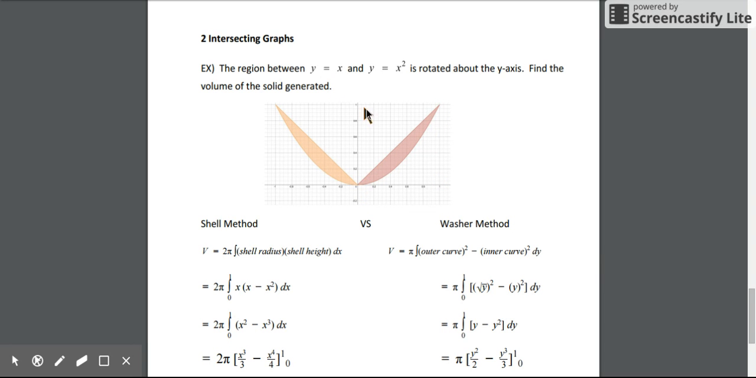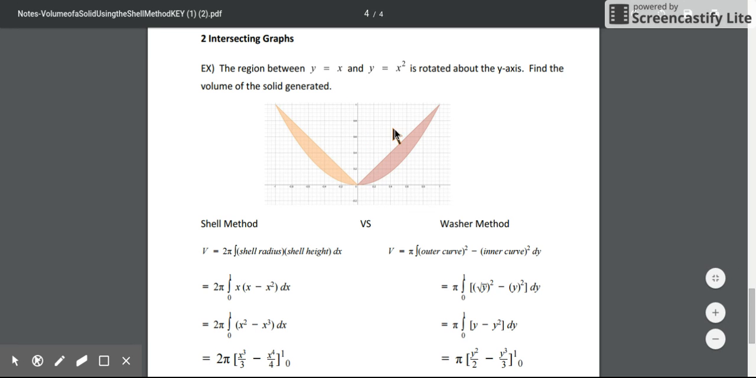For the washer method, because I'm revolving around the y-axis, I want my equations in terms of y. So if we solve this equation for y, we're just really flipping it. It's x equals y. But if I solve this equation in terms of y, I'm going to square root both sides and get x equals the square root of y. So this curve right here is actually x equals the square root of y, or y equals x squared. It's represented by both.